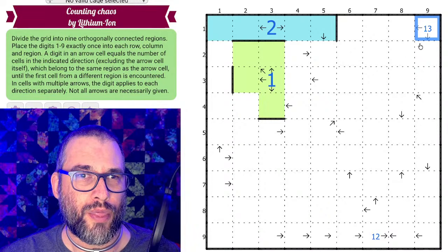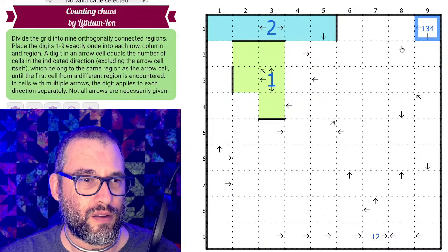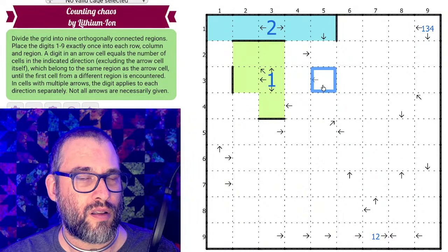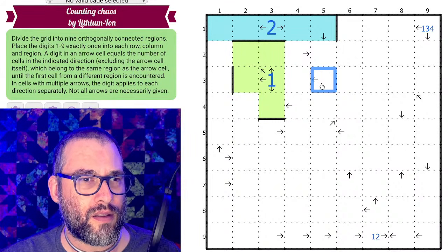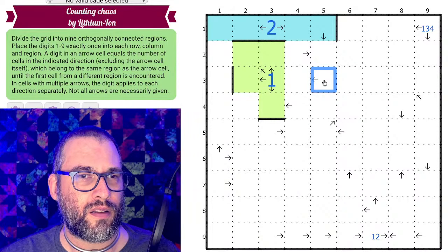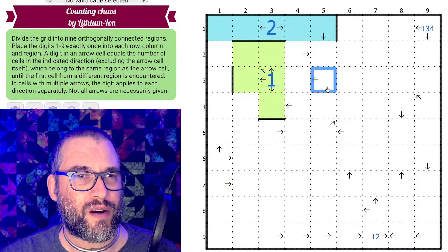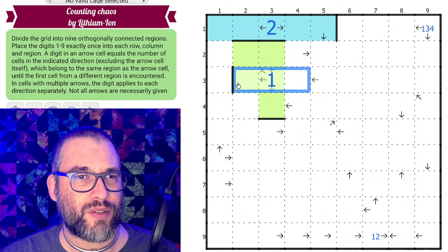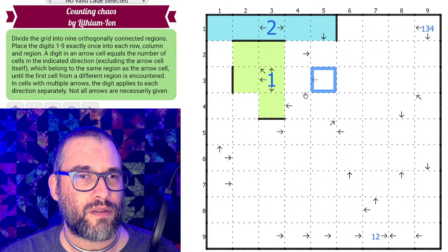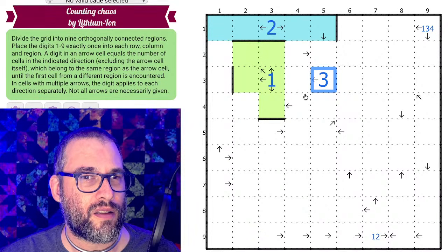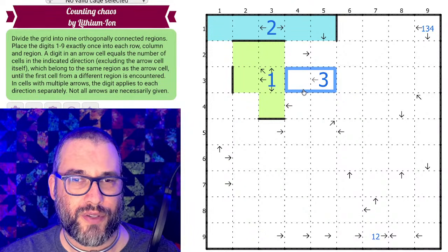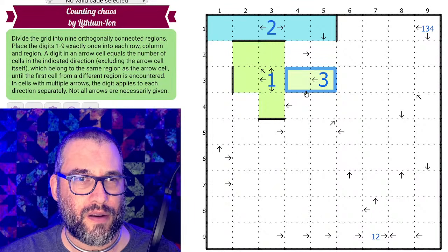So this is a 1, 3, or 4. I think this just has to be a 3. So if there's a border here, it's a 1, which it can't be. So it has to grow to include green. But then it's just a 3. So it's a 3, and these are green.